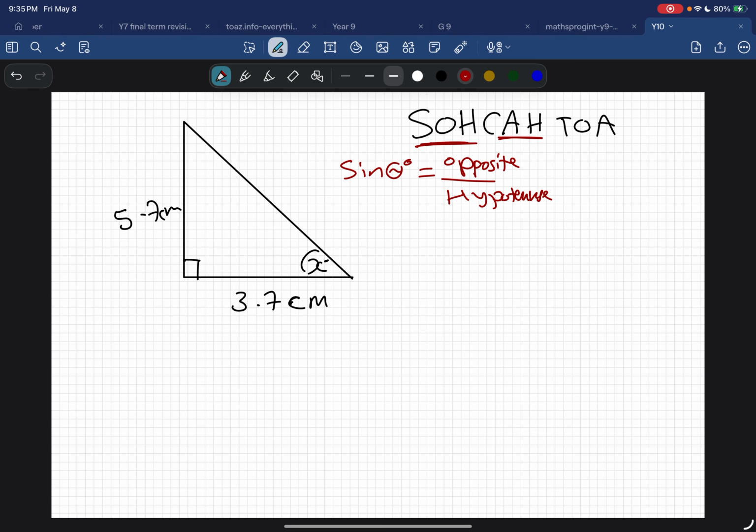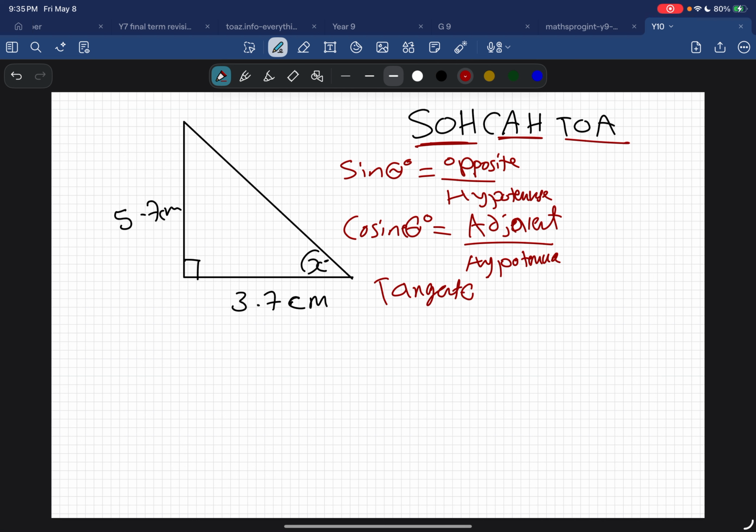The next one is cosine. Cosine theta, the same thing goes here, guys: the adjacent over the hypotenuse. And the last one is tangent theta, which equals the opposite over the adjacent.